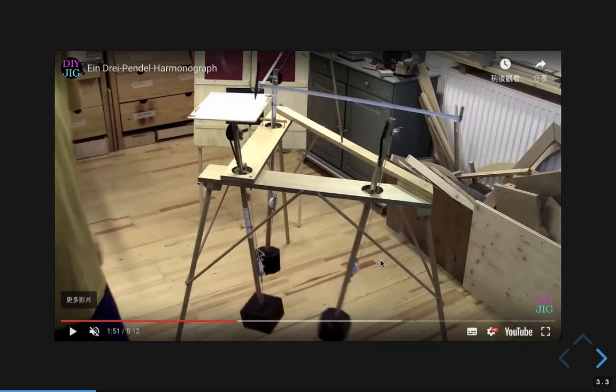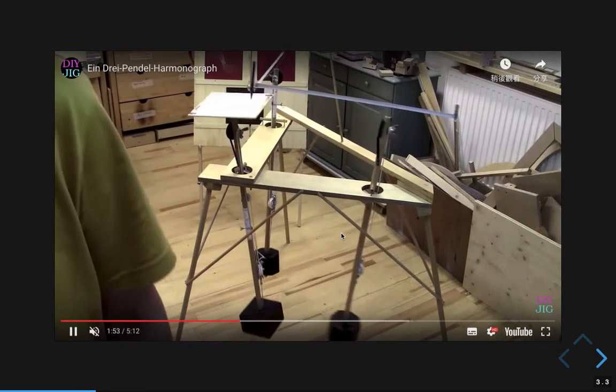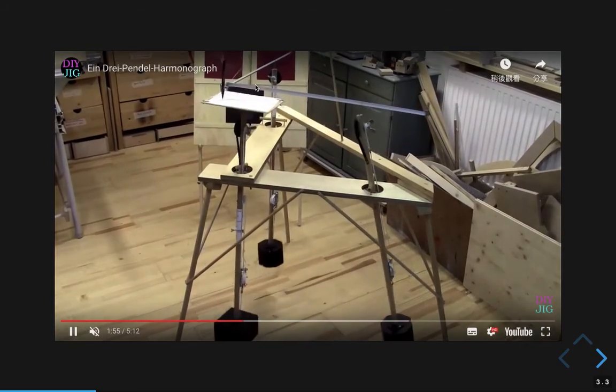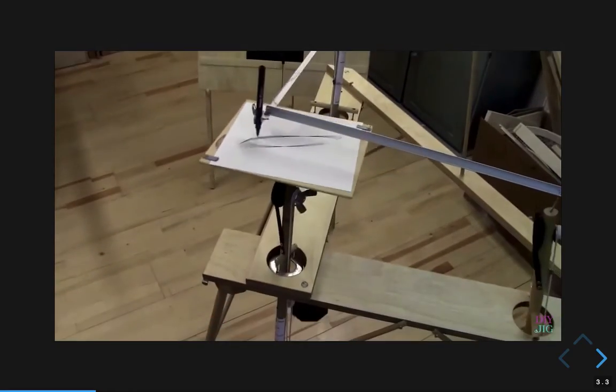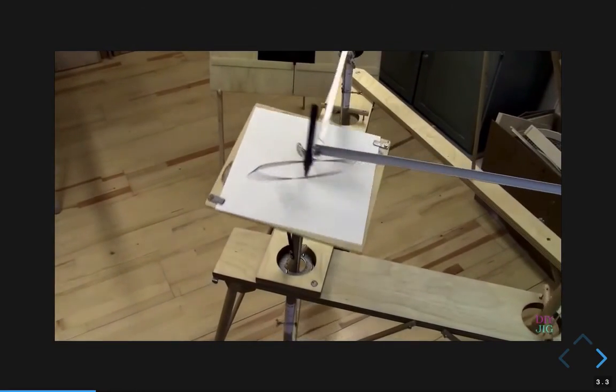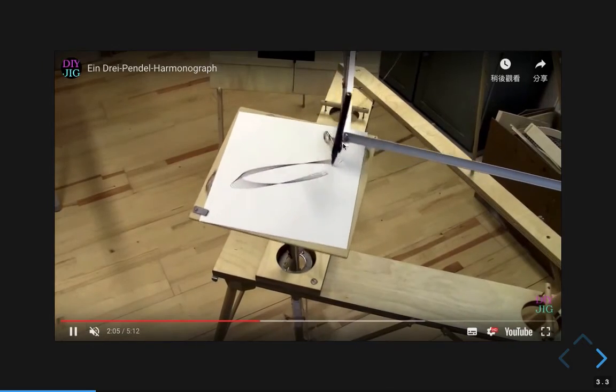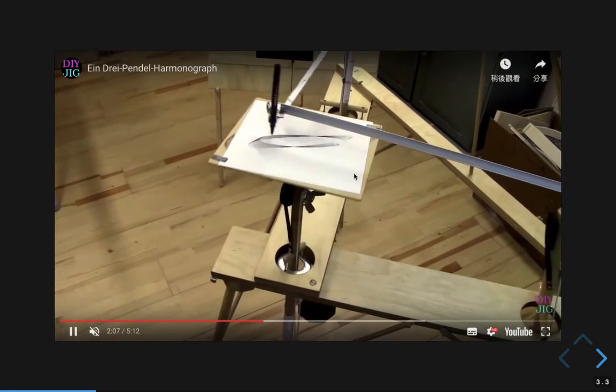Let's watch a video to see how to draw it. You can see that the pen is controlled by 2 pendulums and the paper is controlled by another pendulum. And you can see that the pen draws a harmonograph.